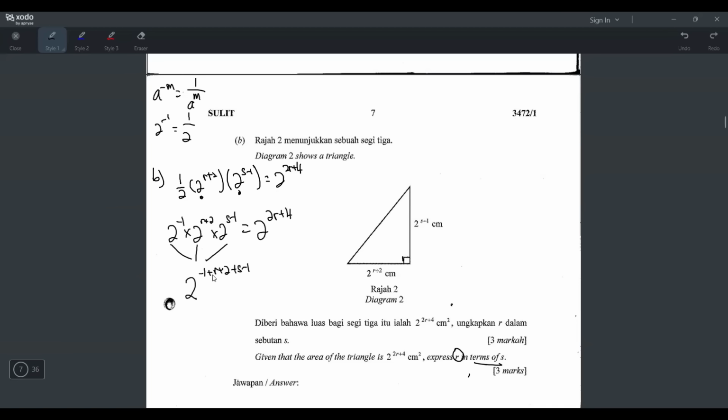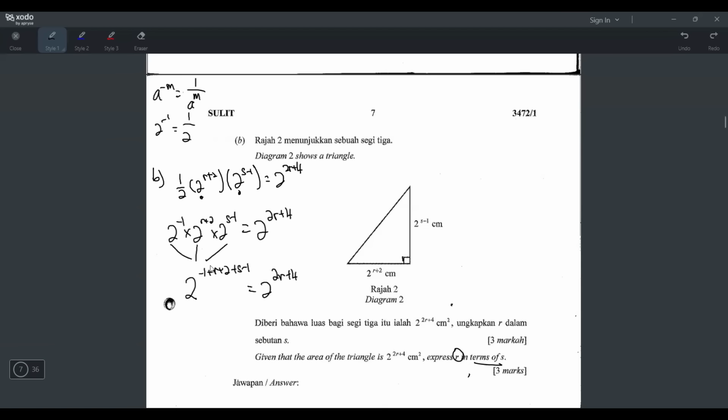This one you don't need to put a bracket, because everything is plus together. When everything is plus together, the bracket is useless. But if it is minus, then you have to be careful. If before the bracket is minus, you need to change all the signs inside the bracket. But if plus, it is fine. So equals to what? 2 power 2r plus 4.